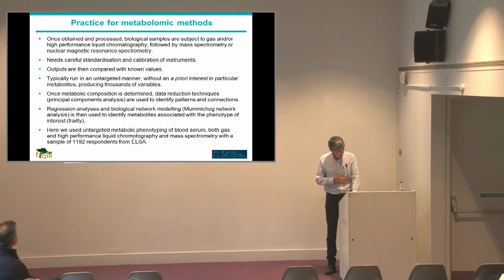In order to do it, you get the biological sample, you process it, you store it, then you retrieve it, you process it again, and then to measure the metabolites, you do gas and/or high-performance liquid chromatography. You then do mass spectrometry to identify the things that are measured as a result of the chromatography, and you can do that either by mass spectrometry or, more contemporaneously, people are beginning to use nuclear magnetic resonance spectrometry. You can see these are words I'm not very familiar with using.